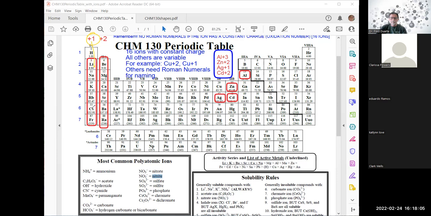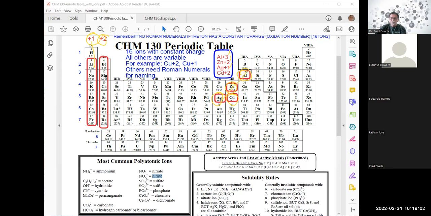So you've got 6 elements that, when they become ions, always, 100% of the time, have a plus one charge. Then you've got 6 more elements in group 2A that will, 100% of the time, have a plus two charge. There are no examples to our knowledge that beryllium will have any charge other than the plus two. So there's 12 elements there. And then there are 4 that have a constant exact charge. Aluminum's right here, always has a plus three, 100% of the time. Zinc always has a plus two. Silver always has a plus one, and cadmium always has a plus two.